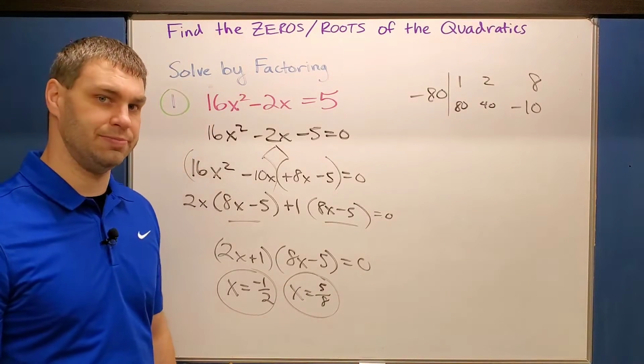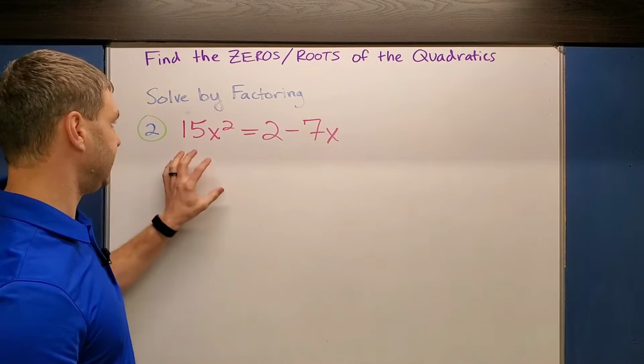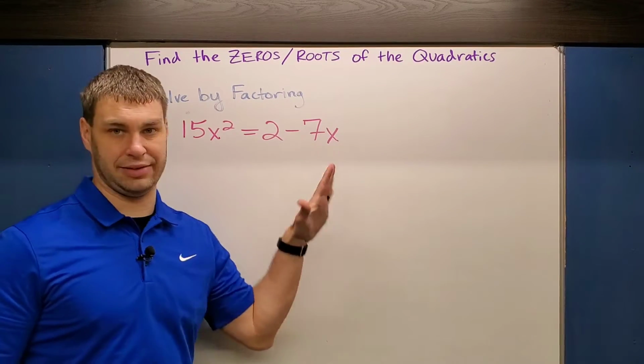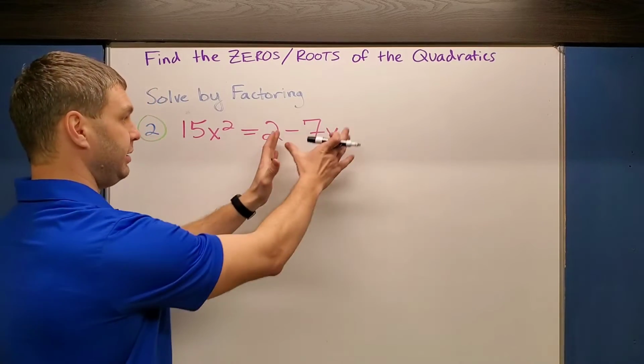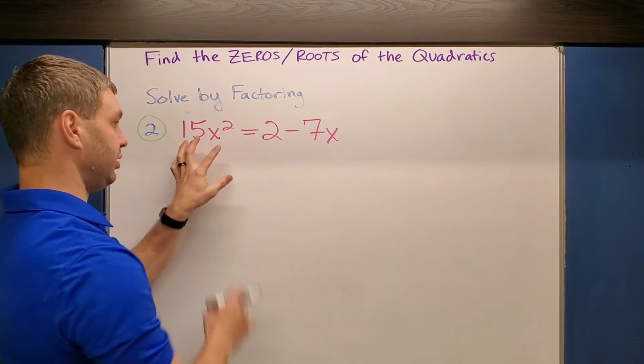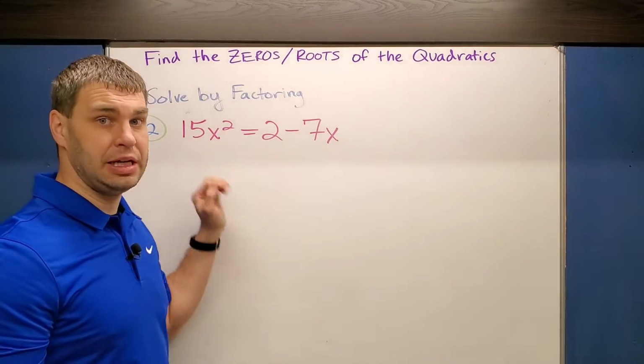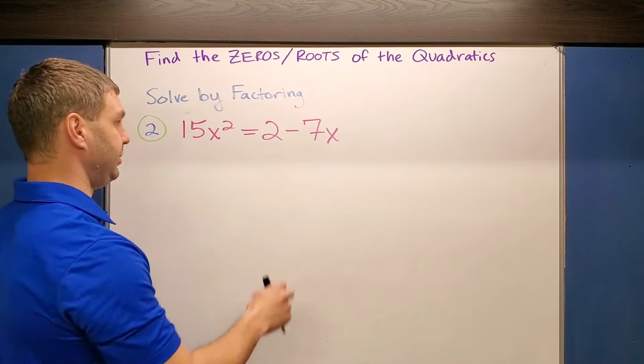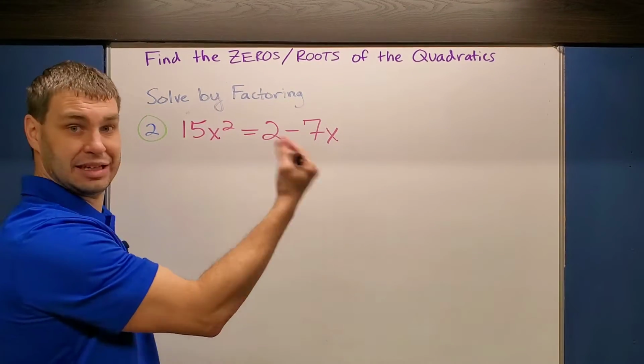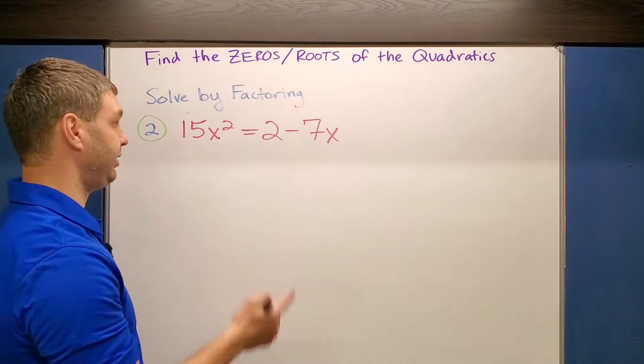All right, let's try number 2. The second factoring one that we're going to do says 15x squared equals 2 minus 7x. So again, we have to not only move our 2 minus 7x over, since the squared term is over here, but we also have to put it in the right order. And typically this goes x squared, x, and then no x, or 2, 1, none is how you might think of the exponents.